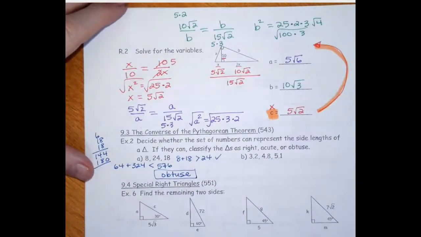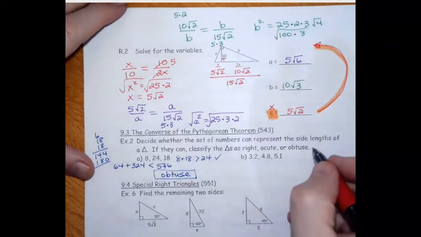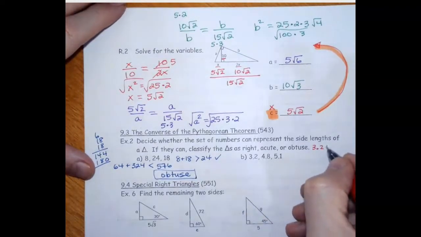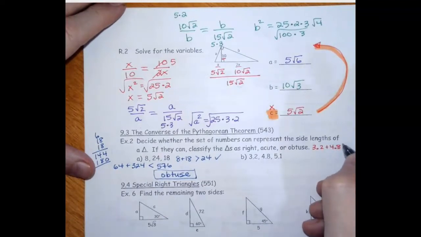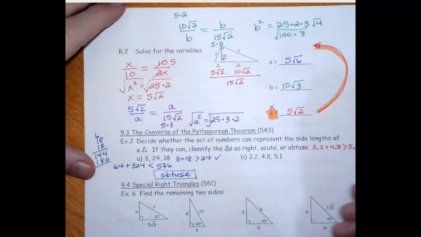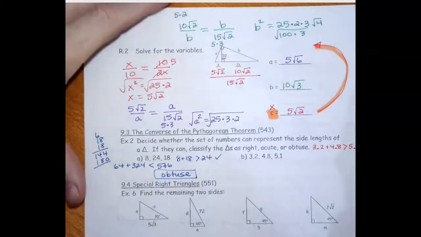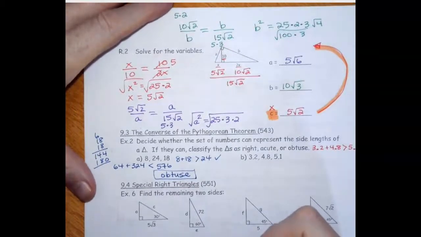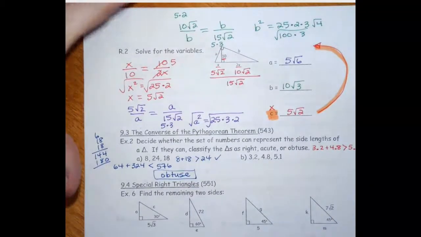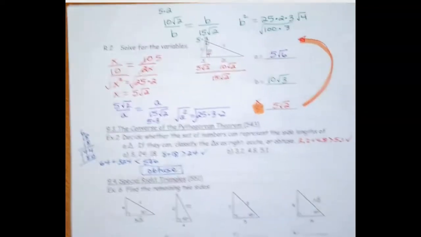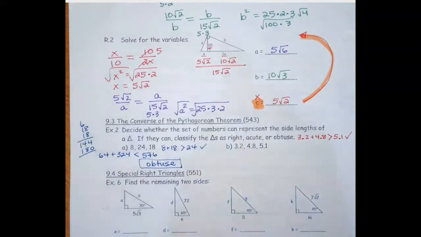Okay. And here, 3.2 plus 4.8 is definitely bigger than 5.1, so it is a triangle. Check. Now, if we multiply those out, I'm not too excited about this. I'm going to use a calculator. We shouldn't use a calculator all the time. You notice how I did some math over here, but we can use a calculator sometimes.